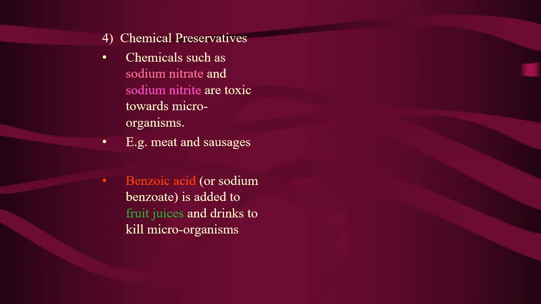Chemical preservatives, other than normal preservatives, there are also examples of chemical preservatives such as sodium nitrate and sodium nitrite, which have been discussed in the previous video, and they are used as chemical preservatives because they are toxic towards microorganisms, and they are usually added into meat and sausage products. And chemical preservatives like benzoic acid are usually added to fruit juice to kill microorganisms.